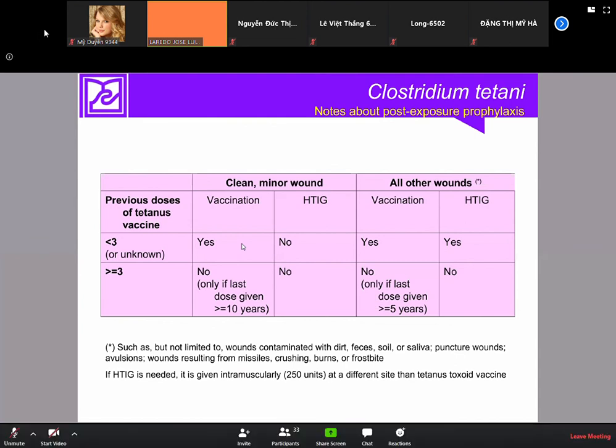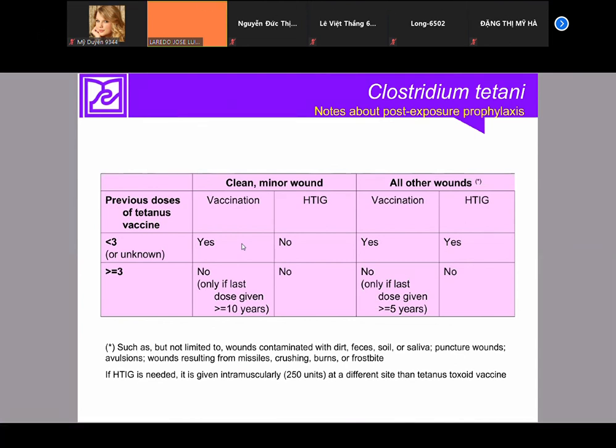Do you have any question about Clostridium? Questions about Clostridium, about tetanus or botulism or the others? I have a question. Yes. You said that the Clostridium botulinum toxin is very dangerous, the most dangerous in the world. So how can they modify it to become the Botox?